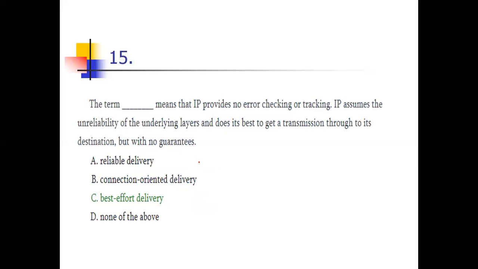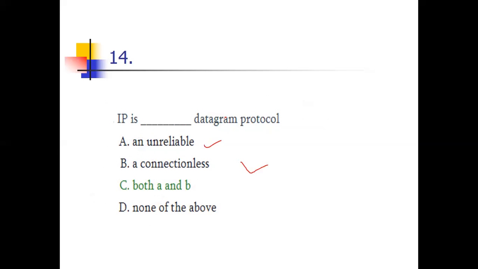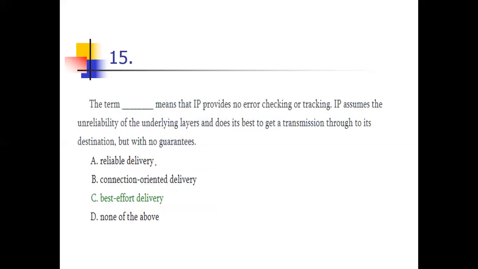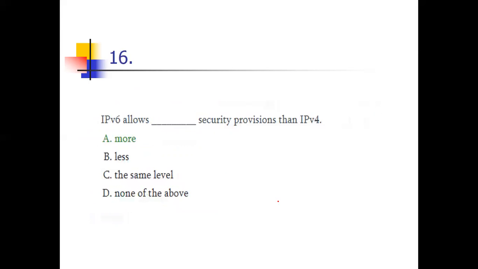Now see, the term dash means IP. We are talking about IP. IP is a very simple protocol. It is connectionless, with no error checking or tracking. IP assumes unreliability of underlying layers and does its best to get a transmission through to its destination, but with no guarantee. So the first option, reliable delivery: no, there is no reliable delivery in the IP layer. No connections, so definitely it's best effort delivery.